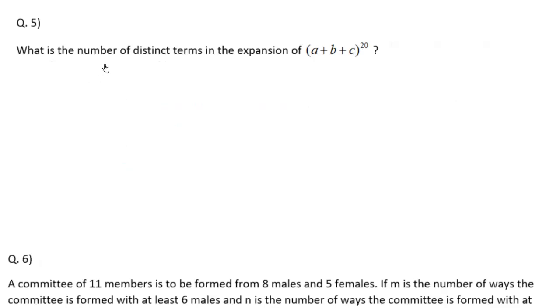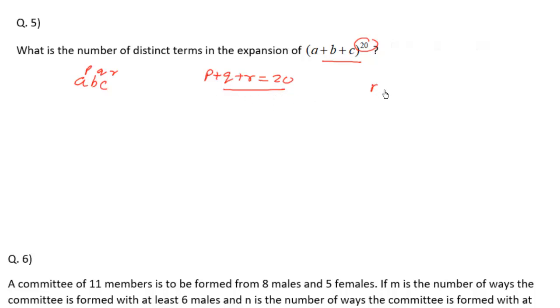Now let's take the fifth question. Here it says: what is the number of distinct terms in the expansion of this? We all know that if we expand this, then each term will contain a, b, c, and they will have some powers, say p, q, and r. In each of these terms, p plus q plus r will be equal to 20, right?